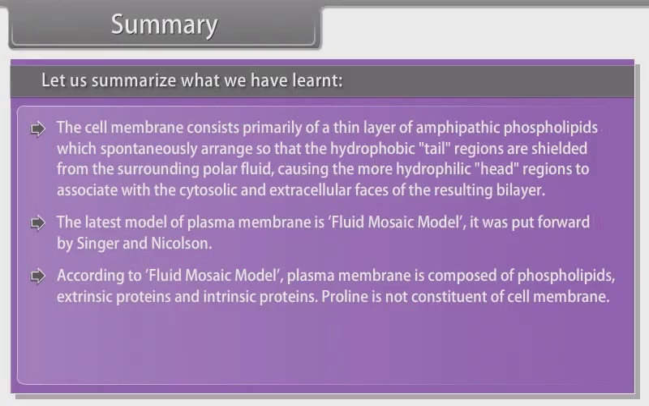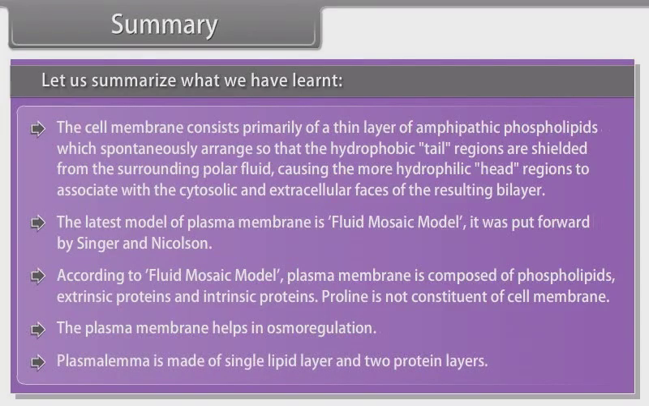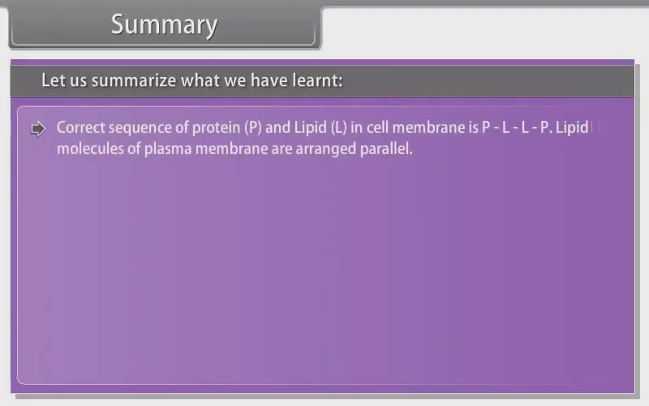According to the fluid mosaic model, plasma membrane is composed of phospholipids, extrinsic proteins and intrinsic proteins. Proline is not a constituent of cell membrane. The plasma membrane helps in osmoregulation. Plasmalemma is made of a single lipid layer and 2 protein layers. Correct sequence of protein P and lipid L in cell membrane is PLLP. Lipid molecules of plasma membrane are arranged parallel.